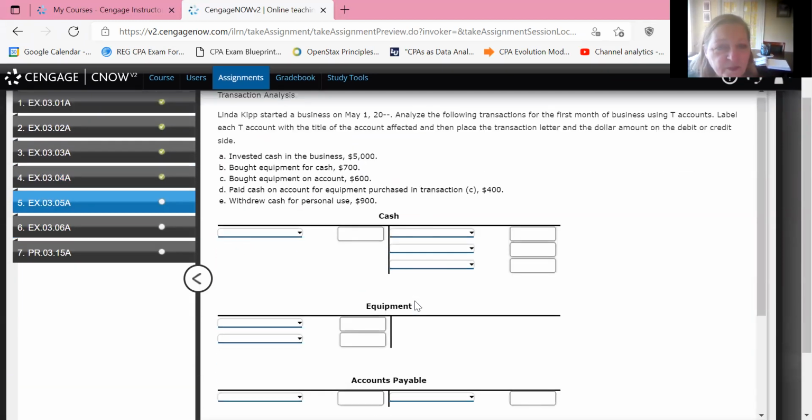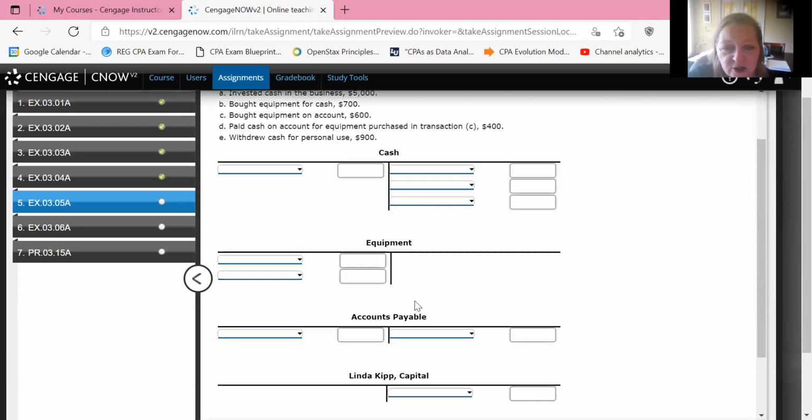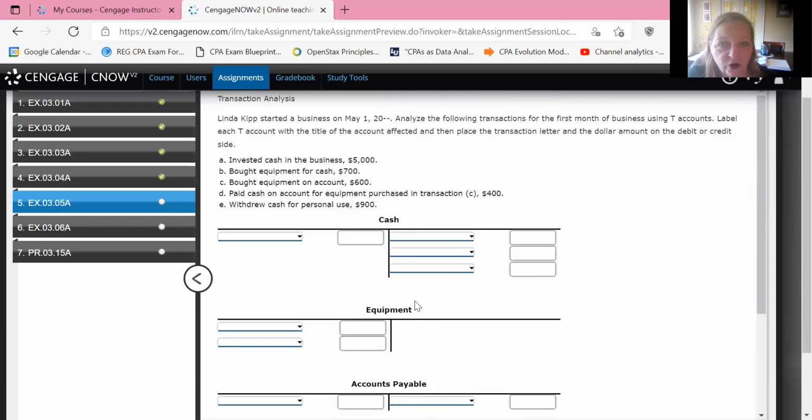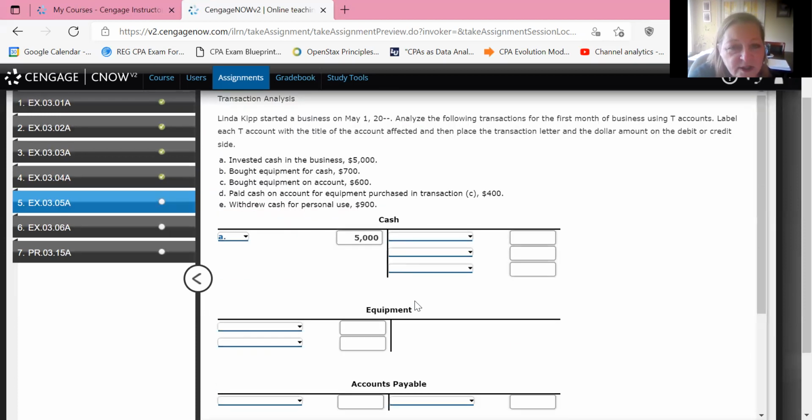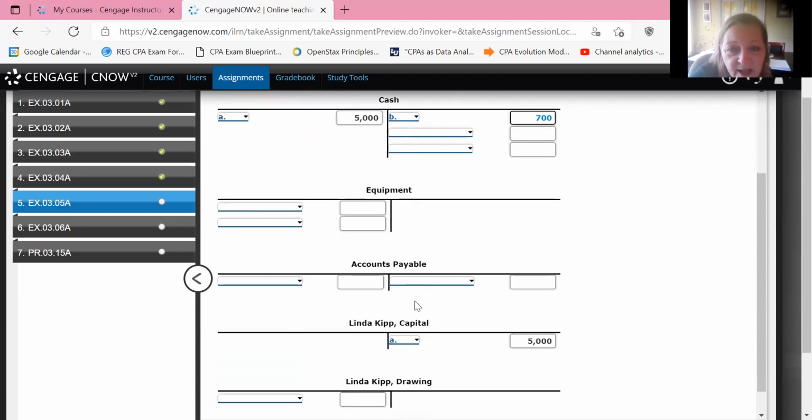Okay. Now, this one just has a few more transactions, but it's the same exact thing. We're just learning and getting some experience with how to record these transactions. So we're doing the same thing. Invested cash in the business, $5,000. That's transaction A. Cash increased, and so did capital. The second thing, we bought equipment for cash. Cash decreased by $700, and equipment increased by $700.